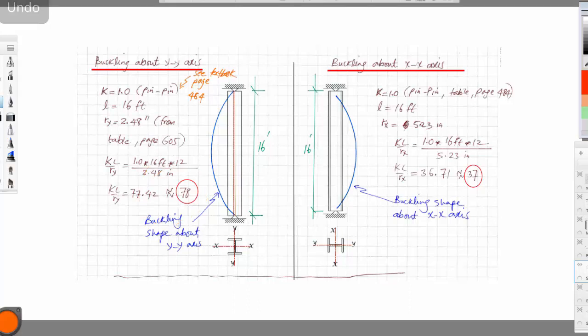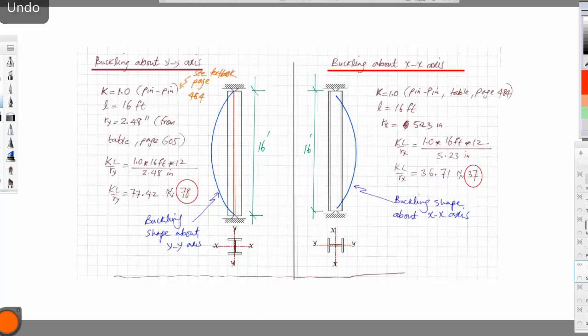And do the same thing for buckling about XX. If you look at this and compare, this is the X axis. So the buckling about X again is like that. This is hinge and this is hinge, and the K value is equal to 1, like in this case. The only thing that is different is the Rx. So we get a value of 36.7, and you round this up to 37.